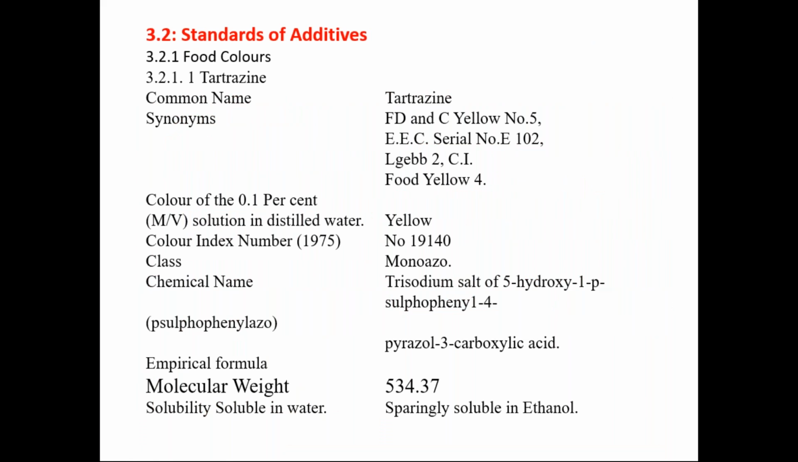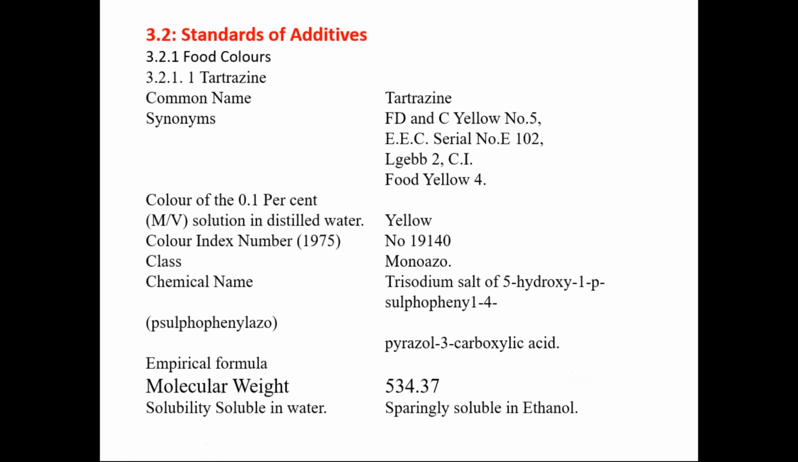So coming to the standard for an additive, for example, the standard for tartrazine is given. The common name is tartrazine. Synonyms are FD and C yellow number 5, food yellow 4. So all these pertain to tartrazine. The color of a 0.1% solution will be yellow. The color index number is given. The chemical name is given. The empirical formula is given. The formula weight or molecular weight is given, and the solubility in water and ethanol are also given.